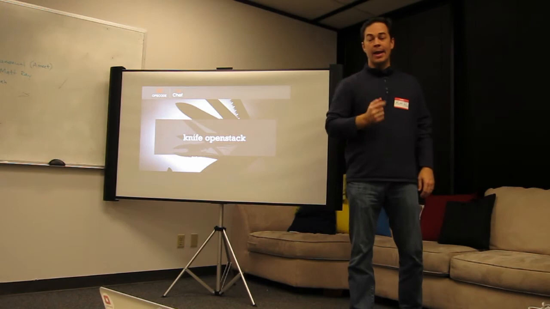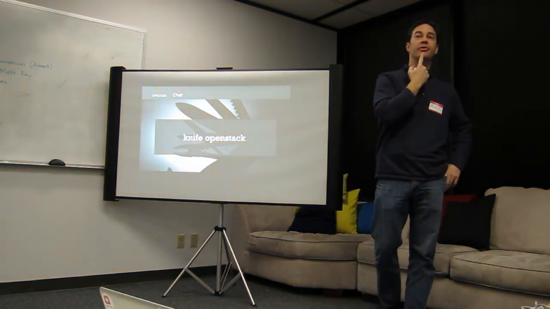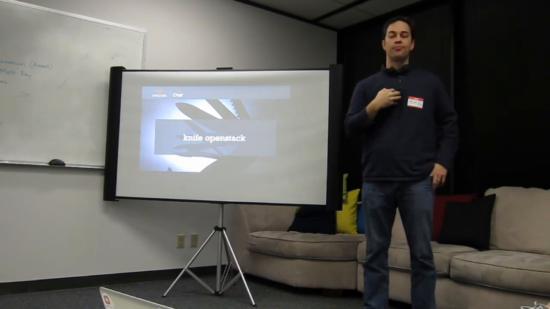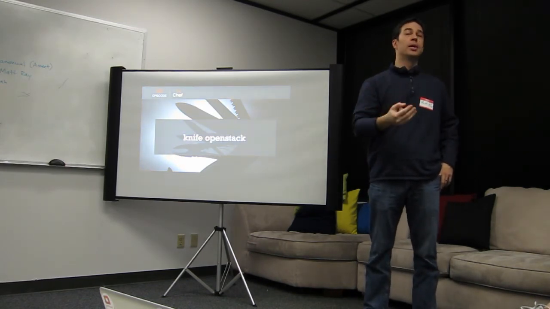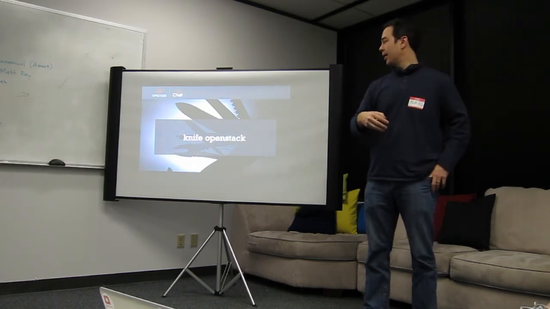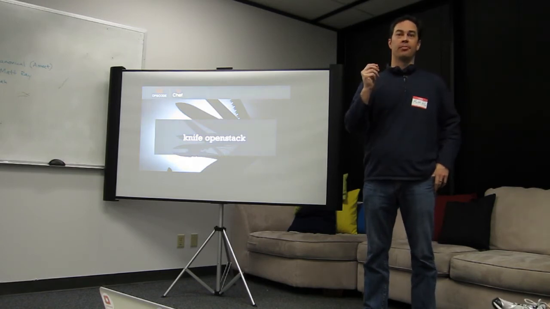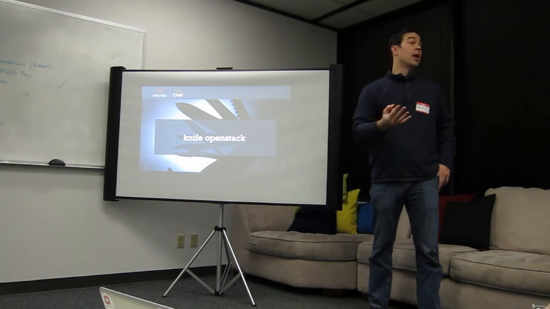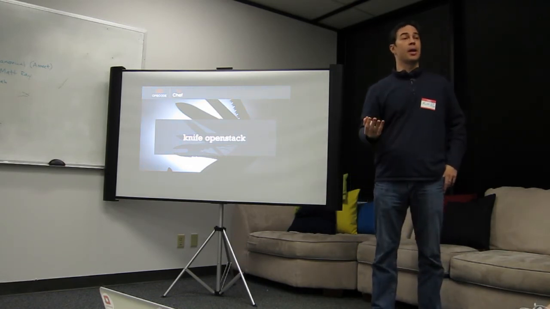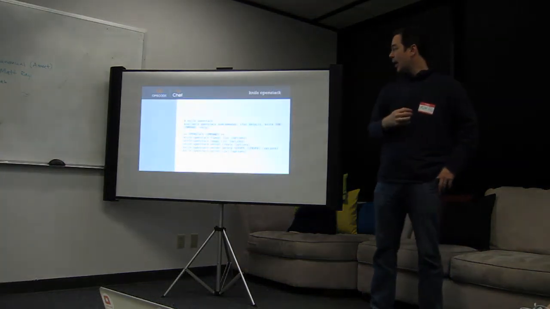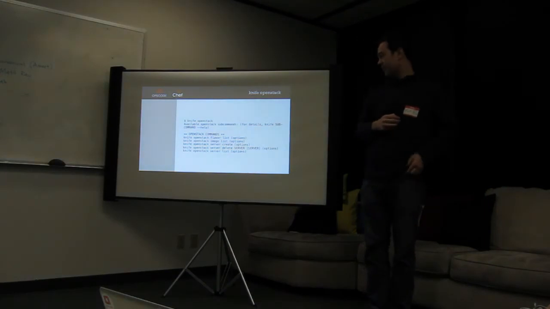So Knife OpenStack. Knife is the command line tool for Chef. It is a tool for talking to APIs. It talks to the Chef server API. I can do things like list all the nodes that I'm managing, create them, delete them, change what they're running, change them from MySQL slave to master or whatever. But it also talks to APIs. It can talk to the OpenStack API, and that's what Knife OpenStack does. Knife OpenStack has a number of commands available to you: knife openstack flavor, image, server create, server delete, server list.